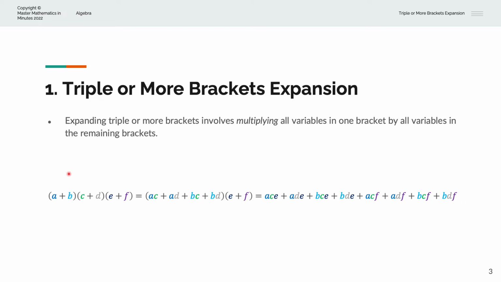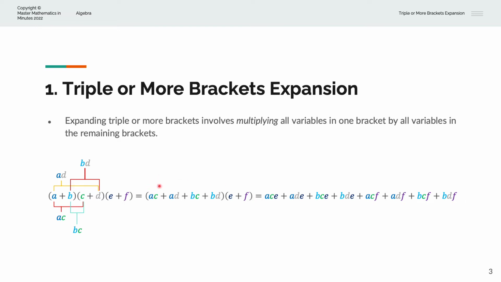So the first step is to expand the two brackets. So we have a multiplied by c as the first term, a multiplied by d as the second term, b multiplied by c as the third term, and b multiplied by d as the fourth term. And we'll carry (e + f) across. So we've reduced 3 brackets down to 2 brackets, and we will continue to expand these 2 brackets.